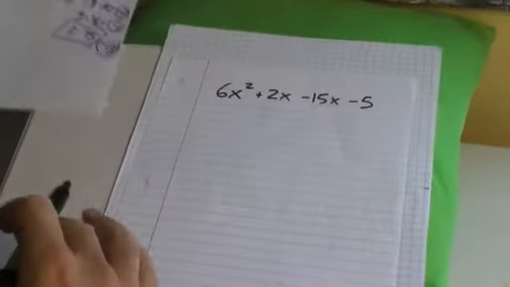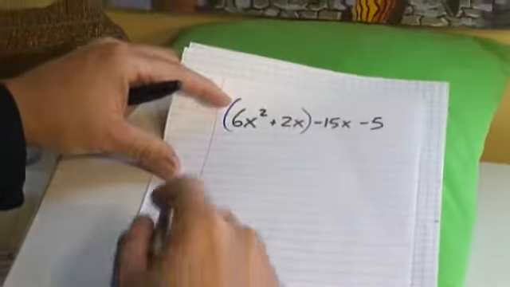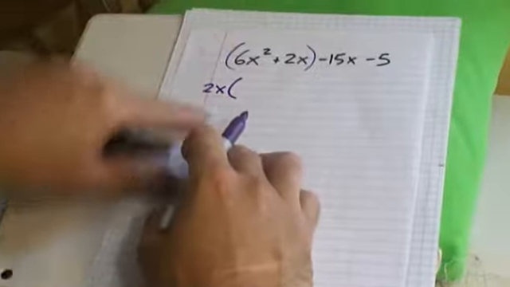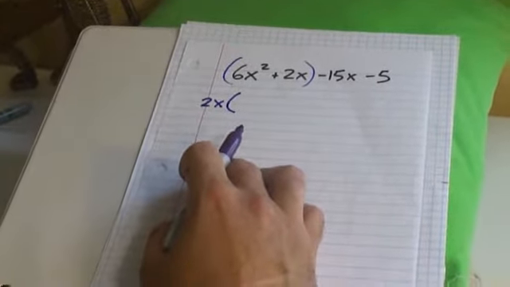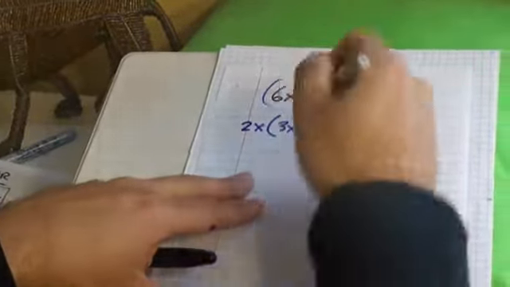Okay? Now what you're going to do is take the first two terms and factor that. What can we factor out of those first two terms? Well, how about 2x? Remember we did that earlier? So we put the 2x out here. 2x times what gives us 6x squared? How about 3x? Plus 2x times what gives us 2x? How about 1? There you go, you factored that one.